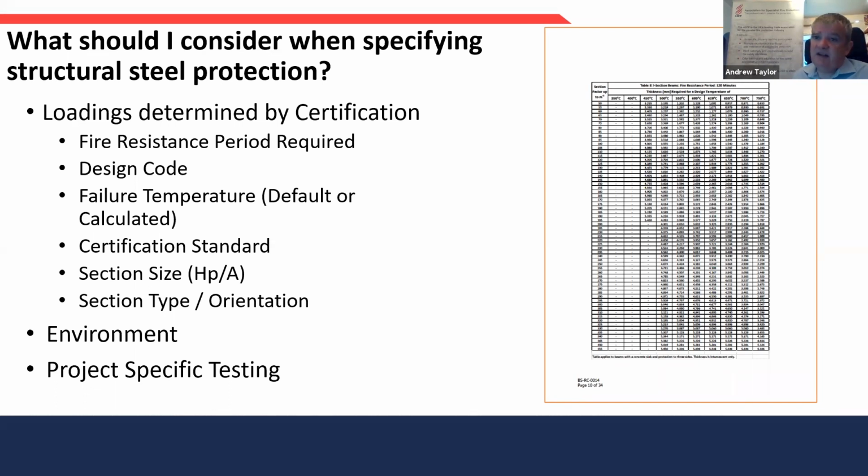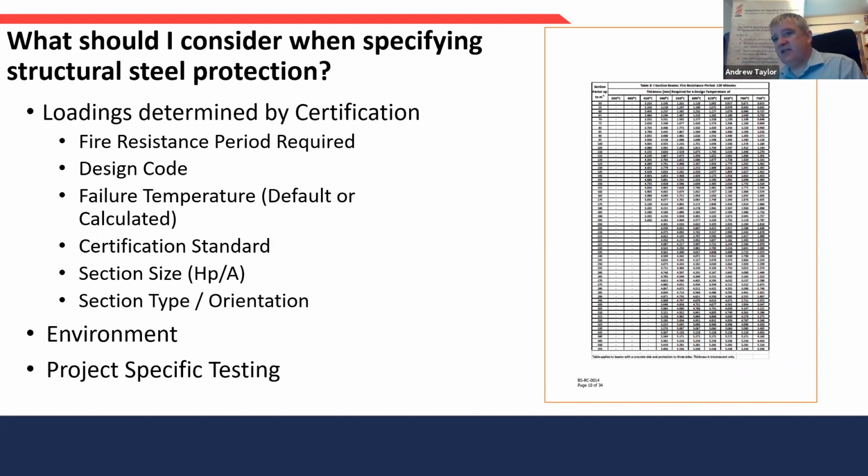And is it a default failure temperature based on the design code, or are we calculating one? The certification standard, BS and Yellow Book or EN or something else, and bear in mind the Building Act says do it reasonably. And if the man in the white wig says, well, how have you done it reasonably? Well, I've chosen a different standard. Okay, fair enough, it's your decision. Make sure it is a reasonable one, and make sure you've done the due diligence if that's where you go.